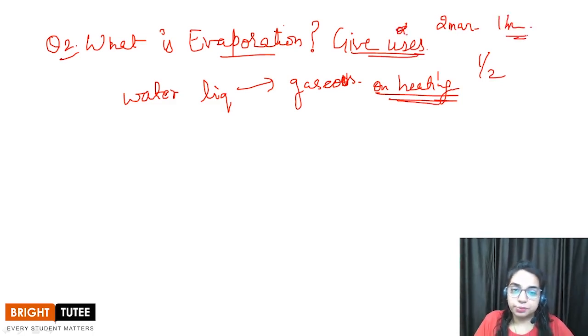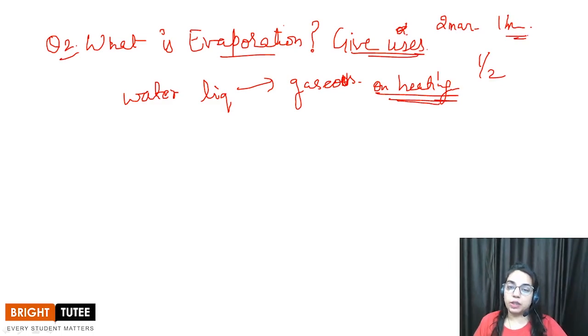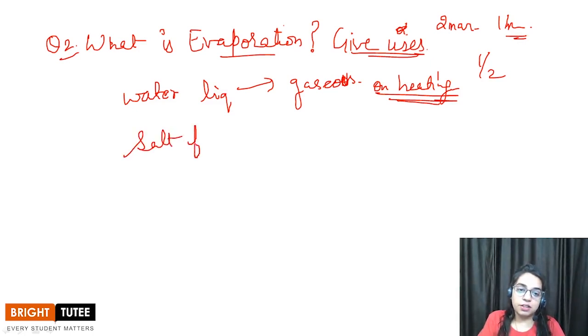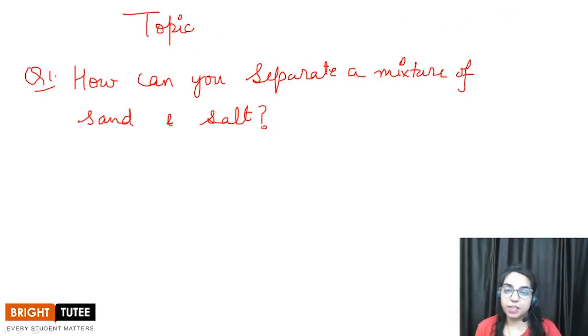Okay. So evaporation means the conversion of water from liquid to the gaseous state on heating is called evaporation. And one of the most important uses of evaporation is that it is used to separate salt from seawater, right? We are going to discuss the question and answers from the topics that we have covered.